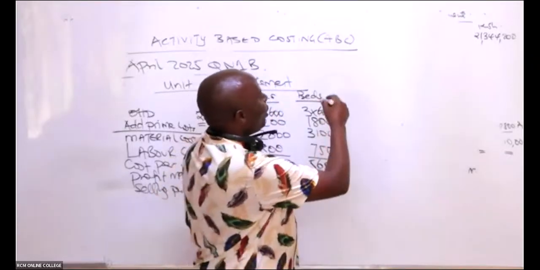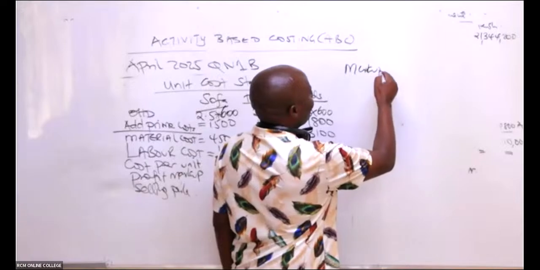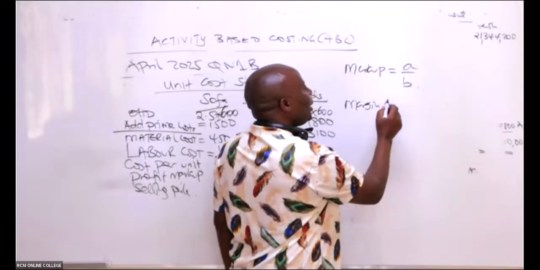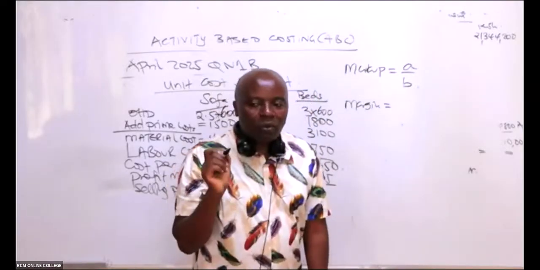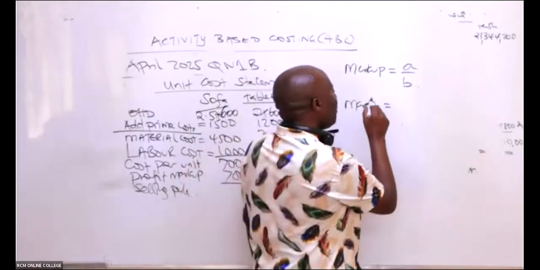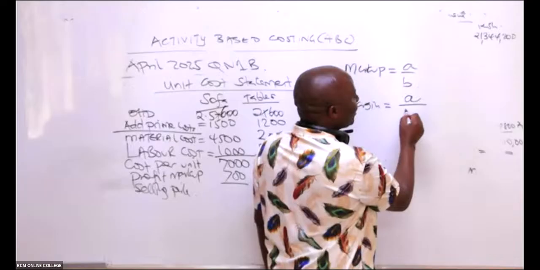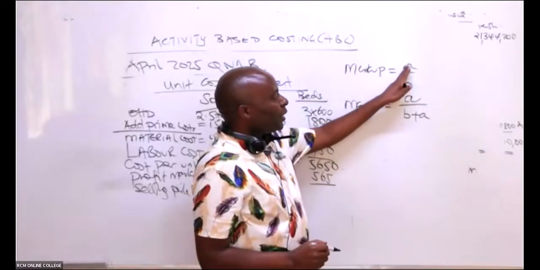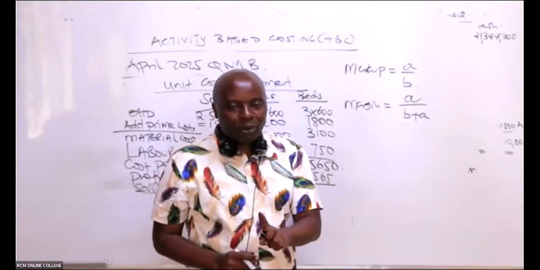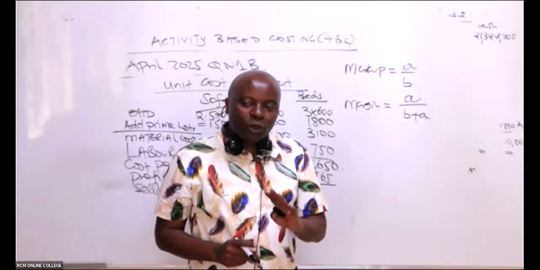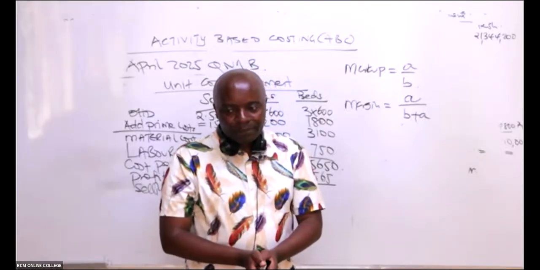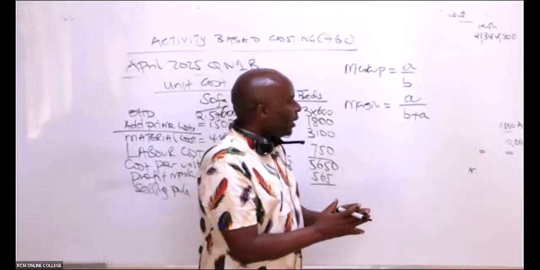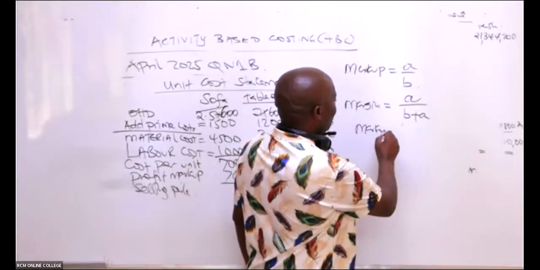Please listen. Whenever a markup is given as A over B, and you want to get margin, margin has a big base. So anytime you want to get margin, you should talk of A over B plus A. The upper part will always be the same regardless of whether you're talking of markup or margin. But margin always has a bigger base. So whenever you're going to the margin, always increase the base.